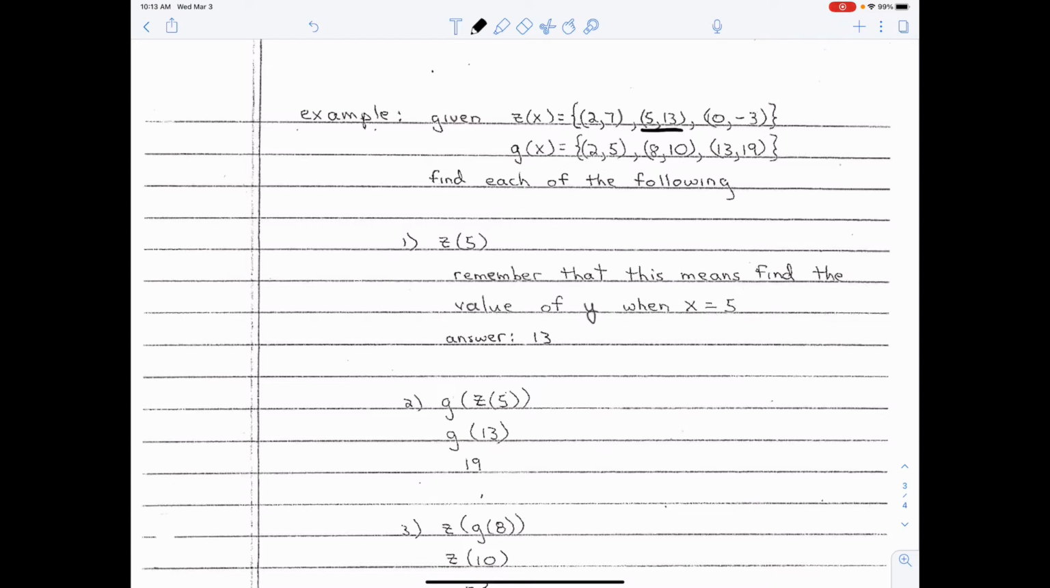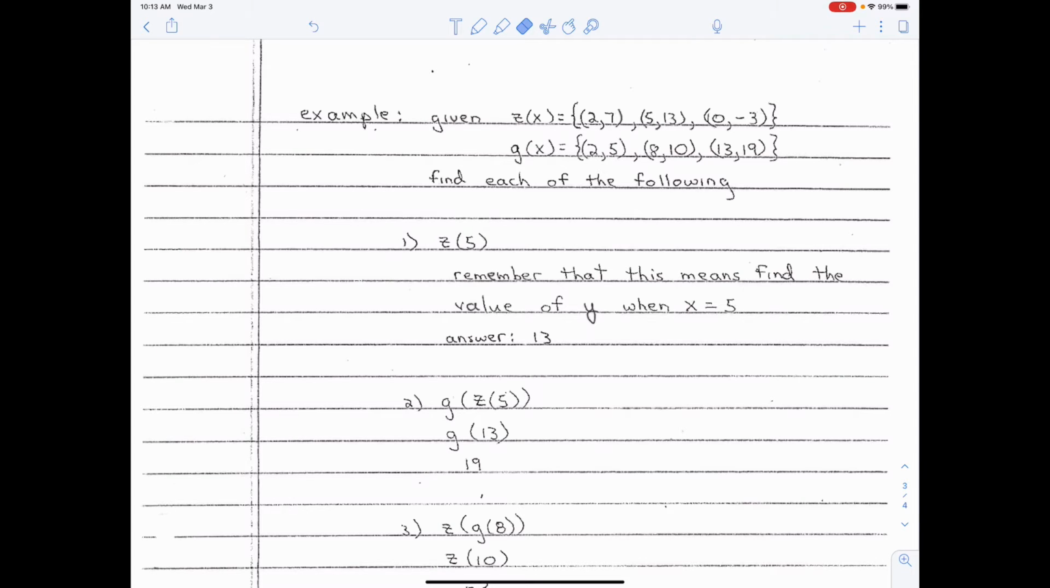Okay, well, let's do that with composition. It's just a two-part problem. That's all. You just have to finish one part and then do the other part. So first we're going to look at the z function because that's what's in the parentheses. And it says, what's the value of y when x is 5? So what do we get? 13 from that because it's 5 comma 13. Okay, fine.